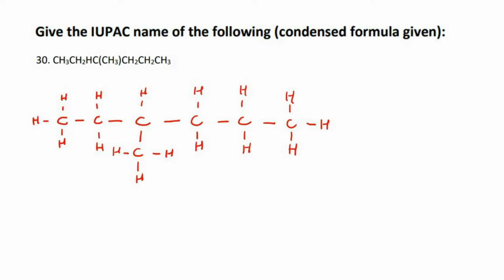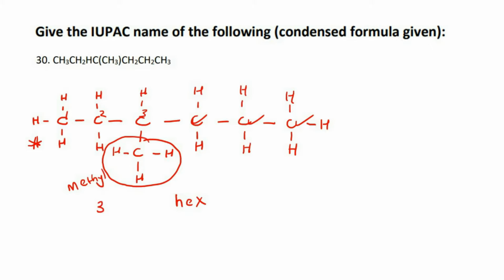So the longest chain would be 1, 2, 3, 4, 5, 6 carbons, so that's hex. We're going to number it from the left-hand side, which is this side over here, because we want the branch number to be as low as possible. So we can say that this is carbon number 1, this is carbon number 2, and this is carbon number 3. In this branch, there is 1 carbon, so that's meth. So we can say methyl because it's a branch.